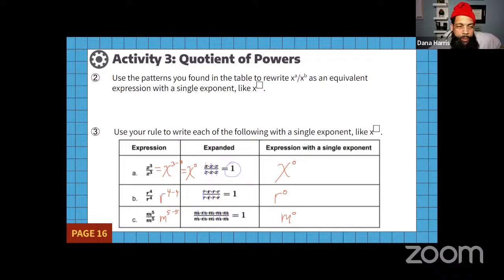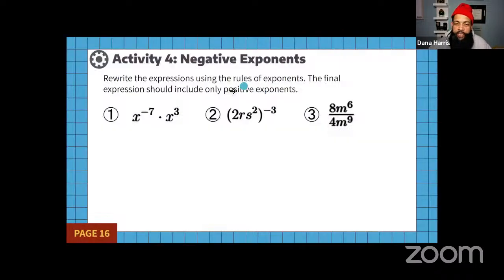And if you look up here in number 2, I kind of skipped this. I could say x to the a power over x to the b power is equal to x to the a minus b power. And then here, use your rule to write the following with a single exponent: x to the 0 power. Remember, any number to the 0 power is going to equal 1.